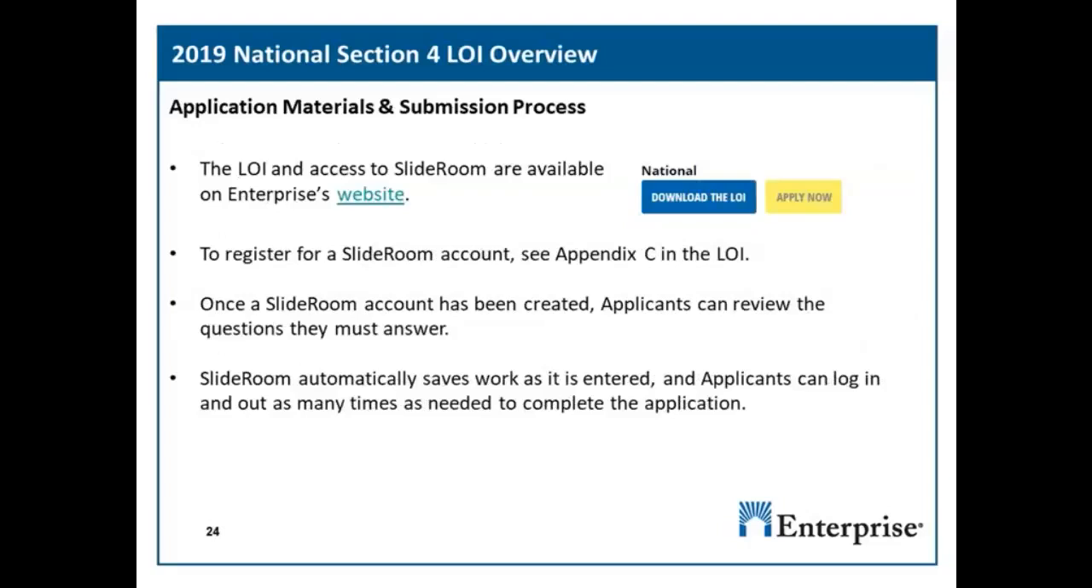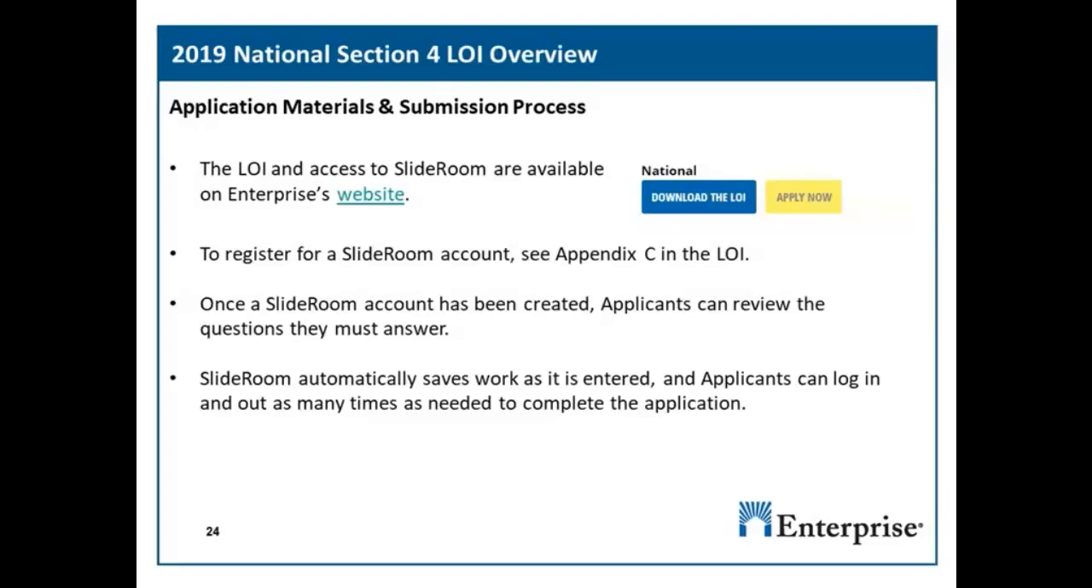So let's review some important points about the application materials and the overall submission process. Like last year, we will be using the cloud-based SlideRoom program to accept all applications. As you most likely already know, the LOI document can be downloaded through Enterprise's Grants webpage, and that's also the way that you can get to the application portal through that little yellow Apply Now link.